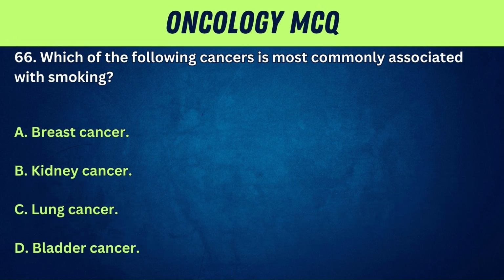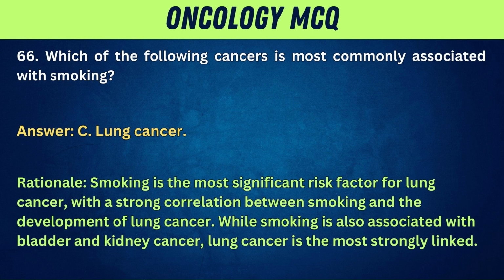66. Which of the following cancers is most commonly associated with smoking? A. Breast cancer. B. Kidney cancer. C. Lung cancer. D. Bladder cancer. Answer: C. Lung cancer. Rationale: smoking is the most significant risk factor for lung cancer, with a strong correlation between smoking and the development of lung cancer. While smoking is also associated with bladder and kidney cancer, lung cancer is the most strongly linked.